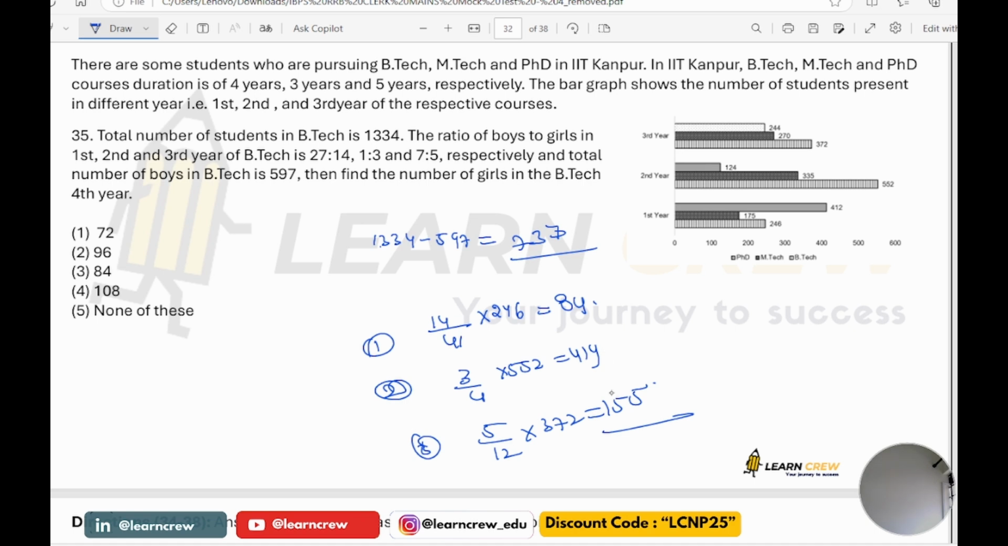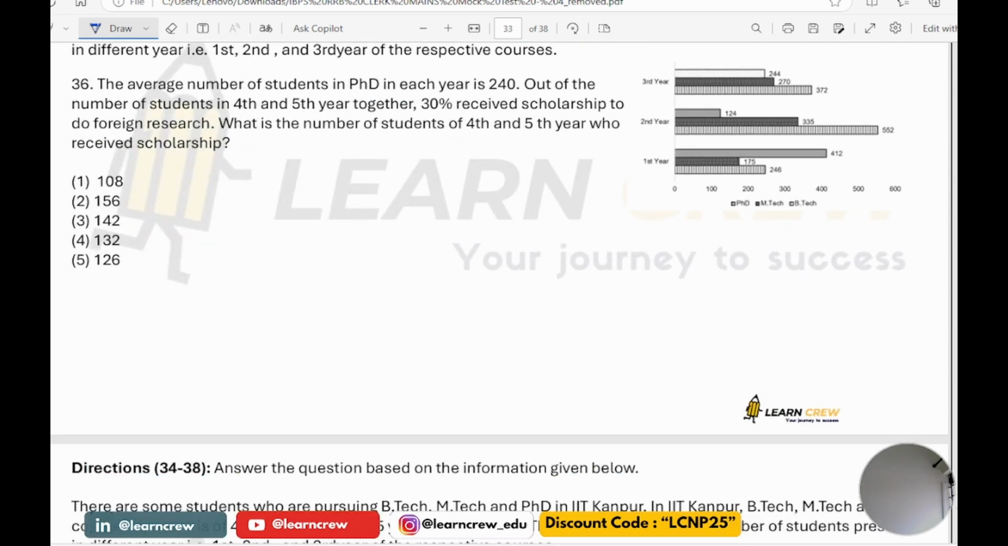So this total, I am subtracting from 737. 737 minus this total will give me number of girls in fourth year. Number of girls in fourth year, the answer is 84. Total girls minus first, second and third.